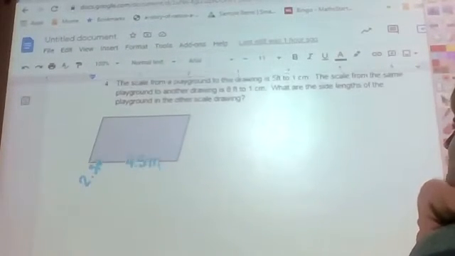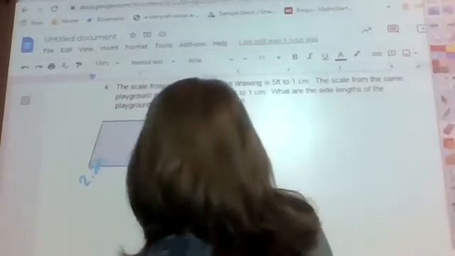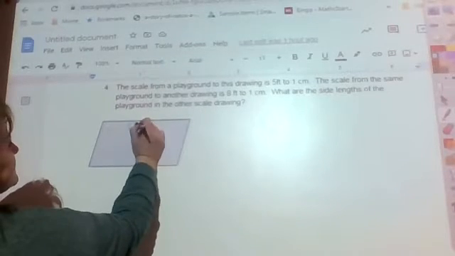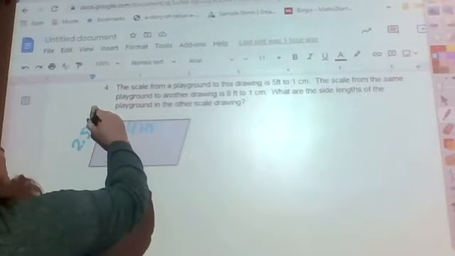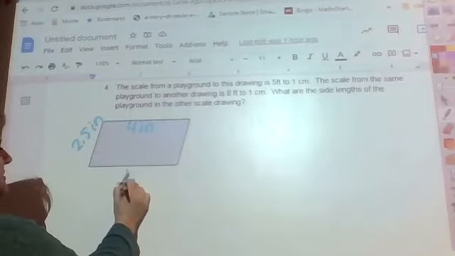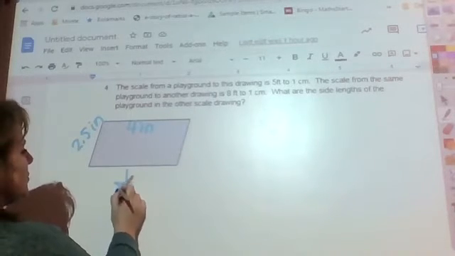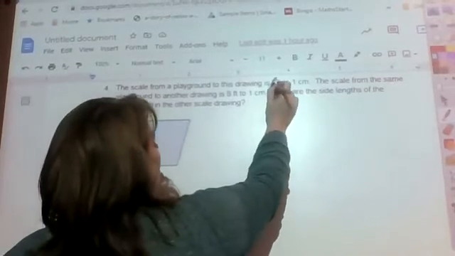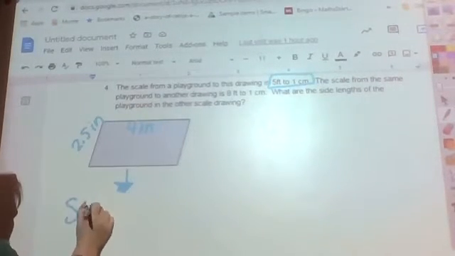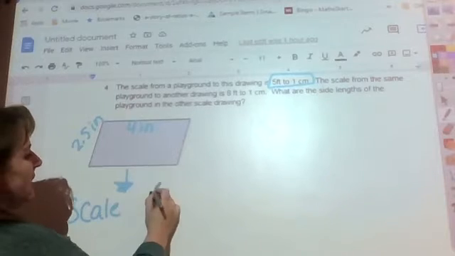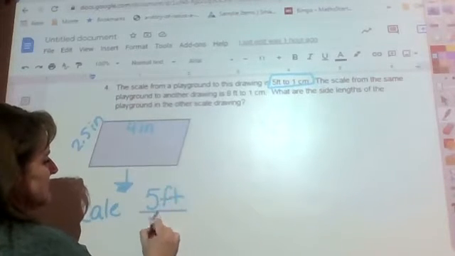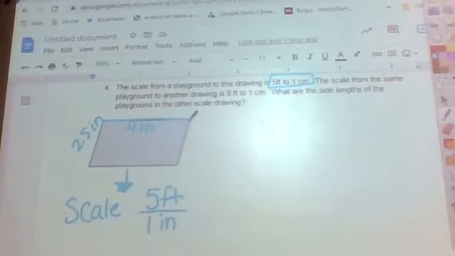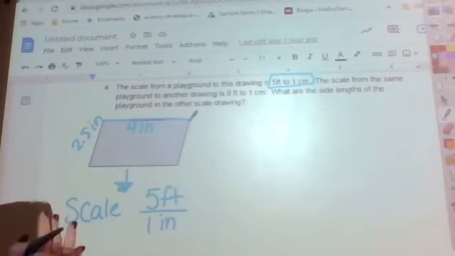So here we go. I have a little bit more room now, yay go us, right? Let me scroll this down a little bit. Okay, all right. So this right here again was 4 inches, and this side was 2.5 inches. Okay, so we're gonna first change this to what the actual dimensions of this playground are. Okay, so this is my first scale. My first scale is for every 5 feet is 1 inch. So every 1 inch on here is 5 feet in the actual playground.